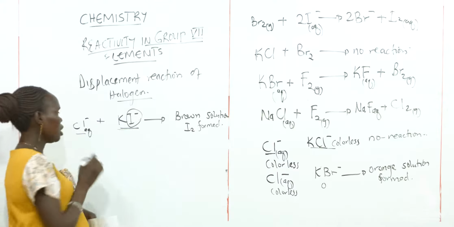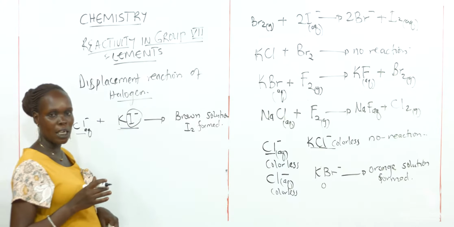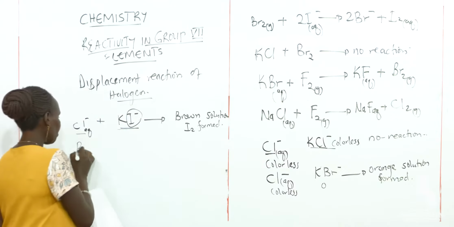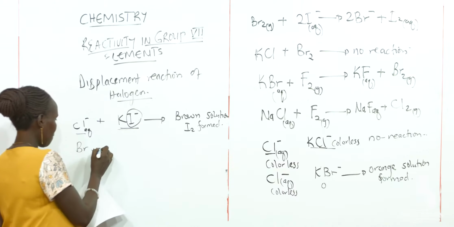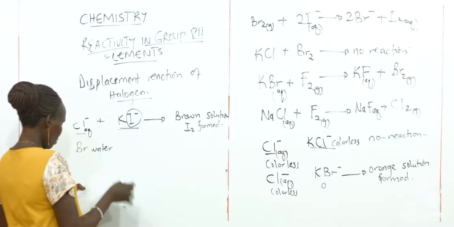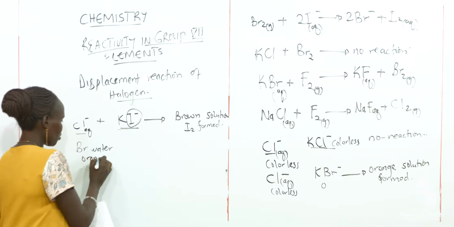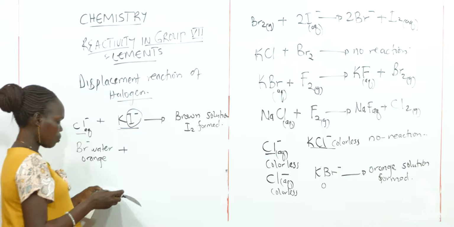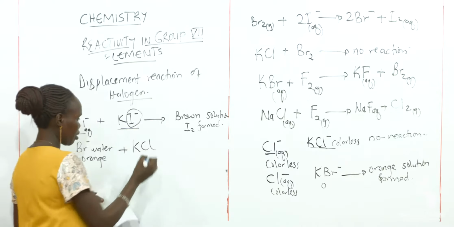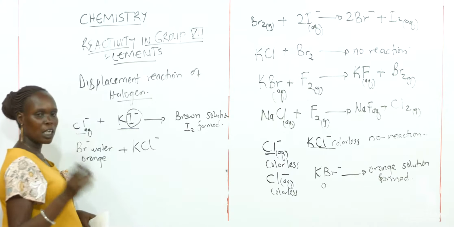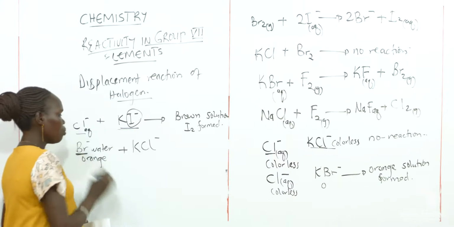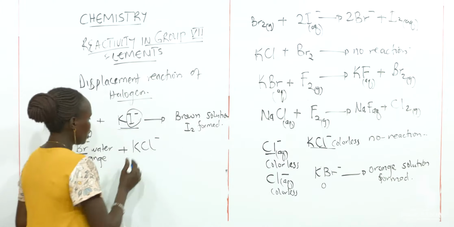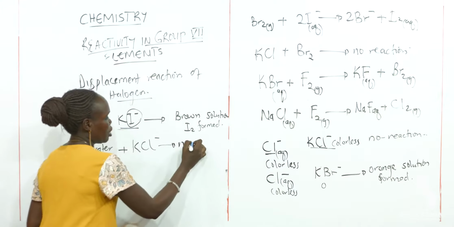So in this case, chlorine displaces iodine because iodine is the least reactive element in group 7. So also we are going to see that bromine water or bromine solution, which is orange. So we are going to have it reacting with potassium bromide, potassium chloride. Here we are going to say that there is no reaction. Why, learners? Because bromine comes after chlorine atom. So in this case, we shall say that no reaction has proceeded.